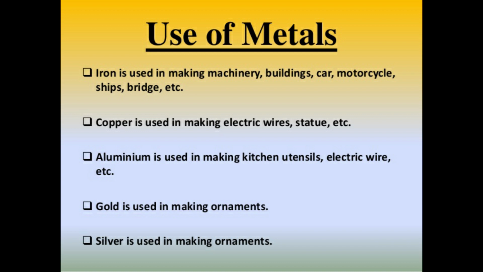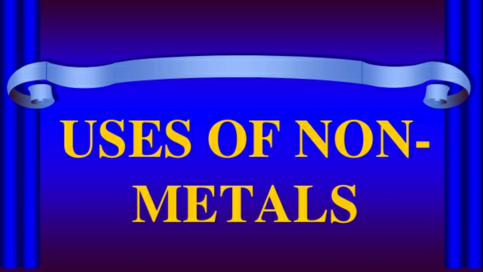And also non-metals are useful for us. Very important thing, children. Do you all know that? Oxygen is used for inhaling. Nitrogen is used for growing plants. Non-metals such as NPK, nitrogen, phosphorus and potassium. Potassium is a metal. Nitrogen and phosphorus are non-metals used in making fertilizers.